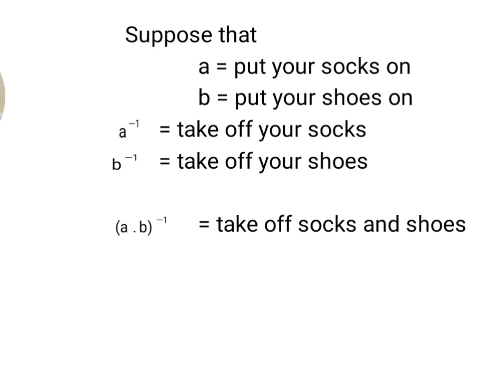Now this can be done by taking off shoes first and then socks. You cannot take off socks first and then shoes. So inverse of AB is equal to B inverse into A inverse. So what do you think about this beautiful property?